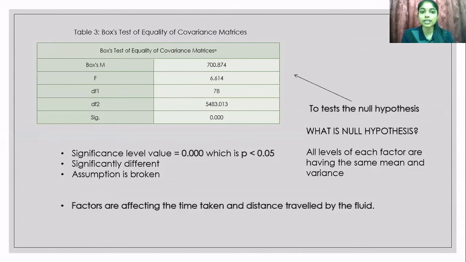Next, we will go to the Box's test of equality of covariance matrices. This table gives us the information on the null hypothesis. What is the null hypothesis? The null hypothesis is that all levels of each factor have the same mean and variance. However, in this experiment, we have the significance value equal to 0. Hence, it is smaller than 0.05. It provides us the information that there is a significant difference and the assumption is broken. Hence, we could conclude that all the factors are affecting the time and distance traveled by the fluid.